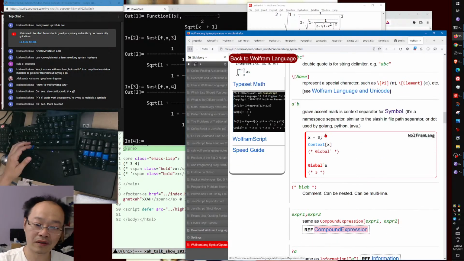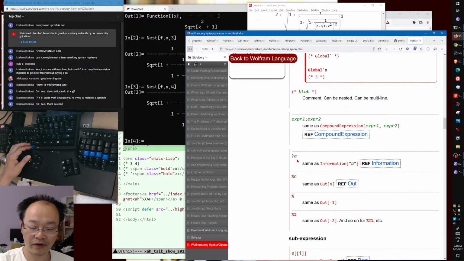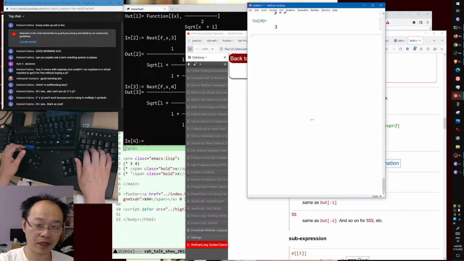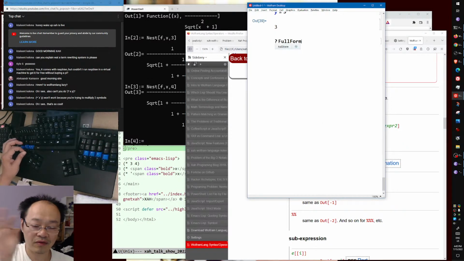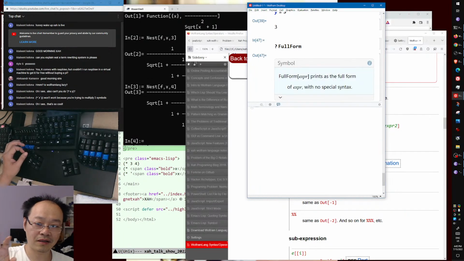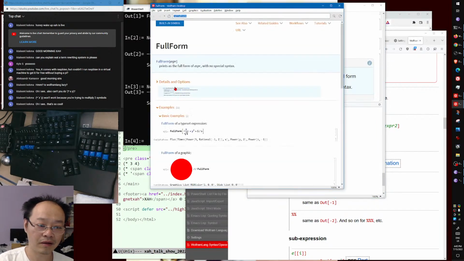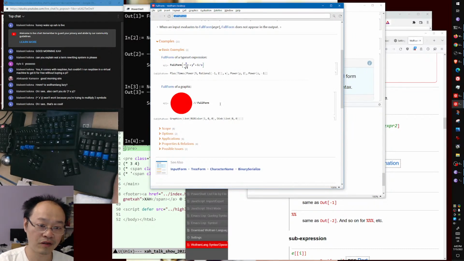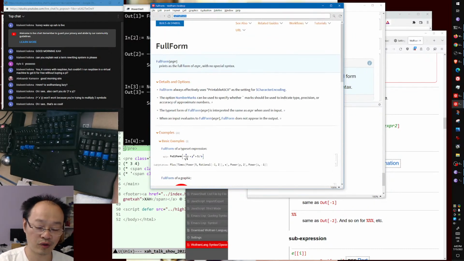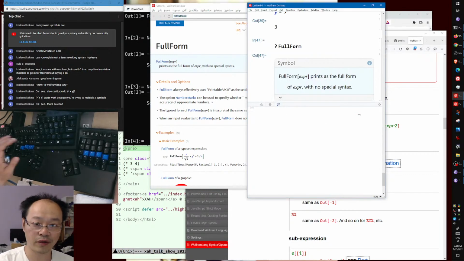For example, this one, question mark A. What does that mean? When you type question mark, let's say FullForm, you want to know what this function does. That's how you do it. It spits out helpful information. Then you can click on that. Then it tells you the full detail and examples, how to use it, what this function does. Everything is a function in Wolfram language.